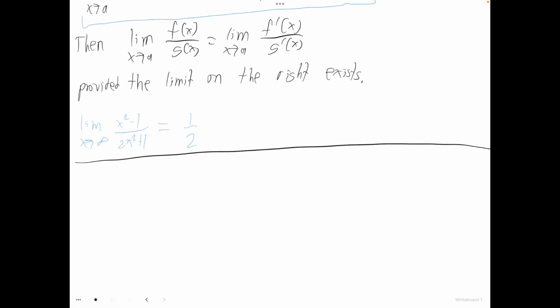So the first one we're going to look at is a limit that we would not have been able to compute without L'Hopital's rule. So we want to find the limit as x approaches 1 of ln of x divided by x minus 1.